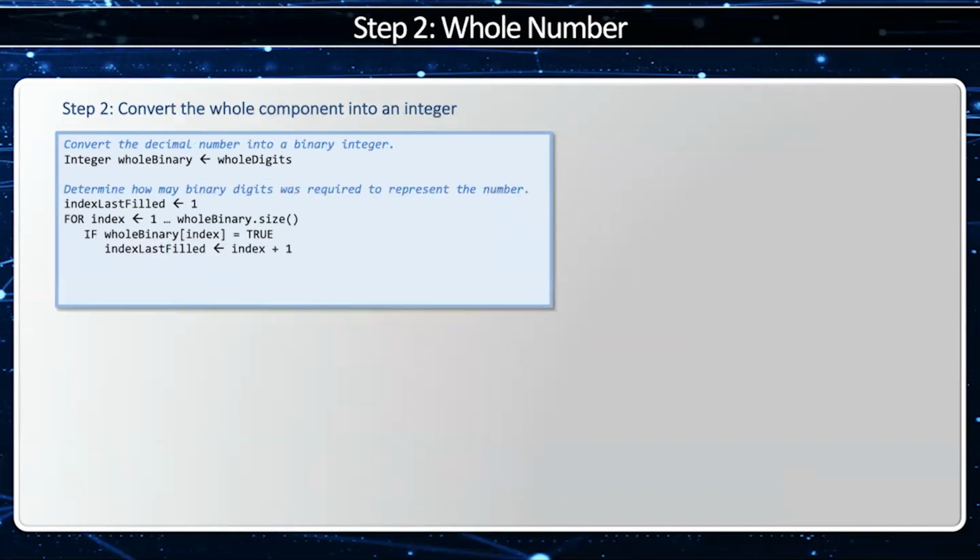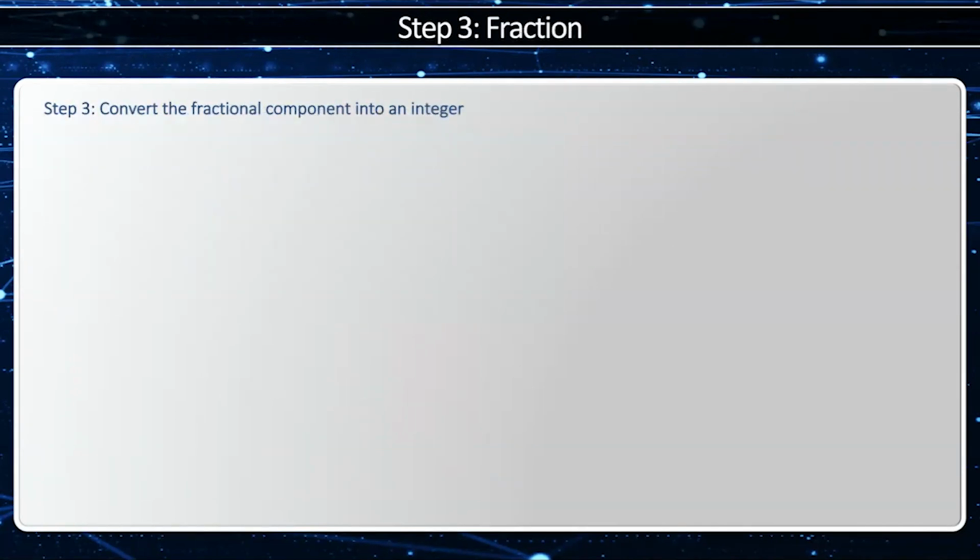And I'm going to basically figure out how many digits I have, create that much space, and create an integer out of this. So now my 4285 base 10 becomes 1000010111101 base 2. Step 3 is to convert the fractional component into an integer.